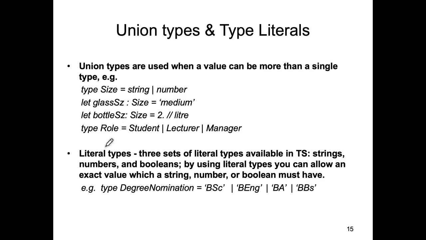Literal types are where you're declaring a type and being very specific about the set of values that instances of that type can have. The example might make it clearer. I'm declaring a type here, not a variable. I'm declaring a type called degree nomination, and I'm saying that wherever you declare a variable of this type, it can only have one of these four values. So it's a bit like an enumerator from other languages. Okay, so that's literal types.